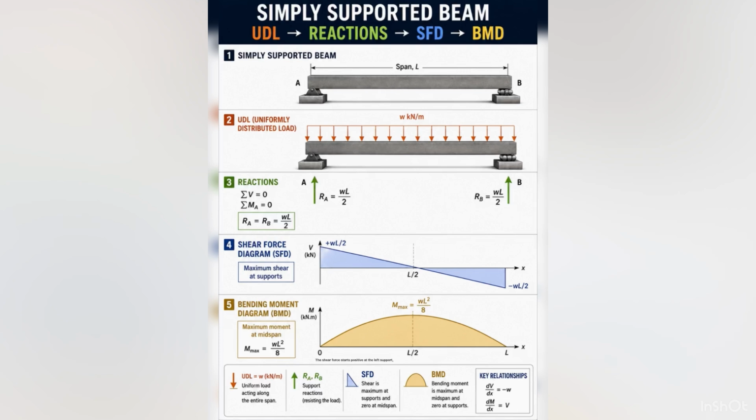The shear force starts positive at the left support, decreases linearly under the UDL, reaches 0 at midspan, and becomes negative toward the right support. Mmax equals WL squared over 8.